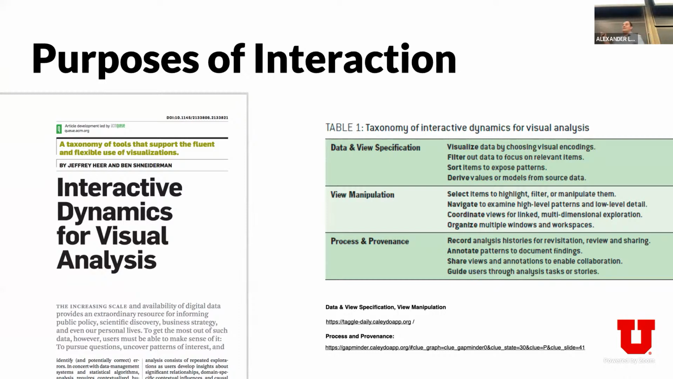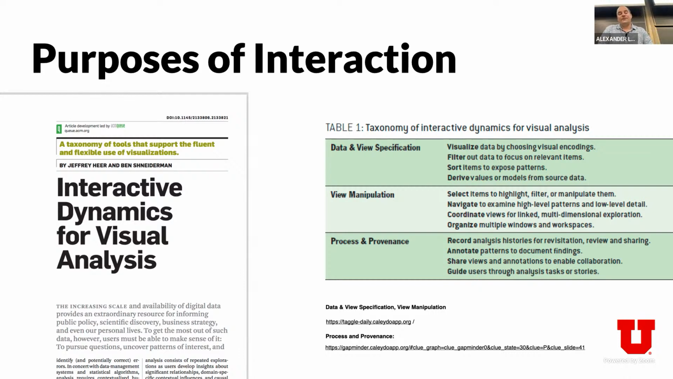And so now this is the reading that you were supposed to look at, Interactive Dynamics for Visual Analysis. I don't want to go into too much detail here today, but this paper is a very gentle introduction into this topic, right? And they create this taxonomy for what are the purposes of interaction according to their view. It was data and view specification, view manipulation, and process and provenance.